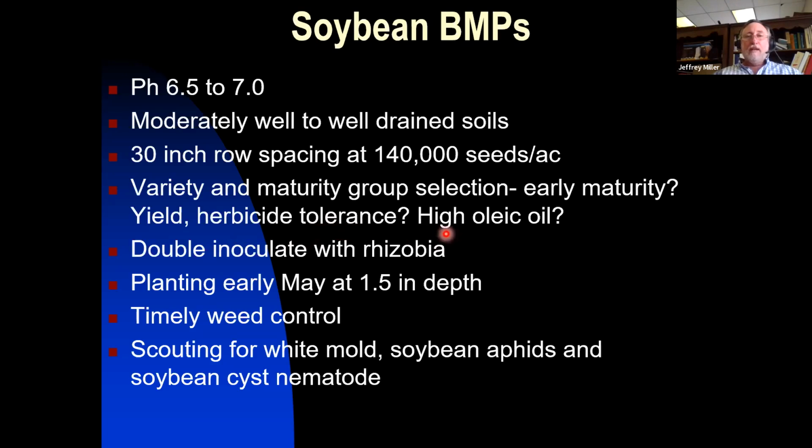And maybe you're looking at high oleic oil soybeans because they have a premium price on them at this point in time. You definitely want to double inoculate with rhizobia. That's very cheap insurance.